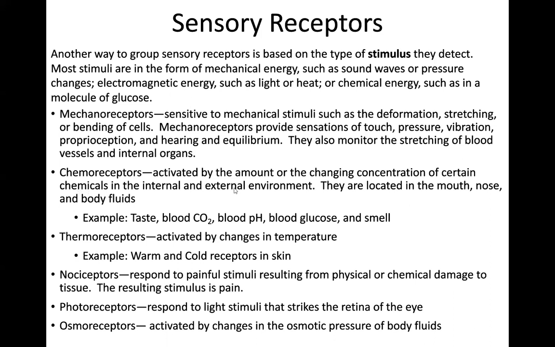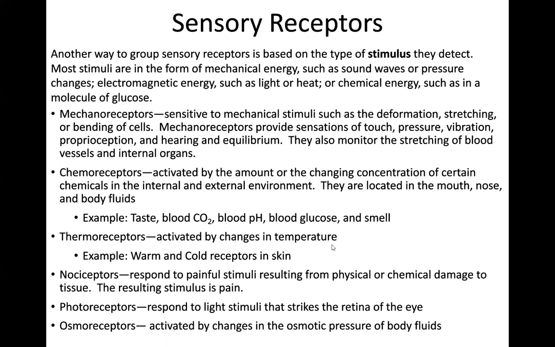Either the amount or the changing concentration of certain chemicals. And this could be internal or external environments. We have these in our mouth, our nose, and various body fluids. Taste is a sensation associated with chemoreceptors. The chemoreceptors in our blood monitor things like carbon dioxide and pH, blood glucose, and smell involves chemoreceptors as well, as we're smelling chemicals, we're tasting chemicals.